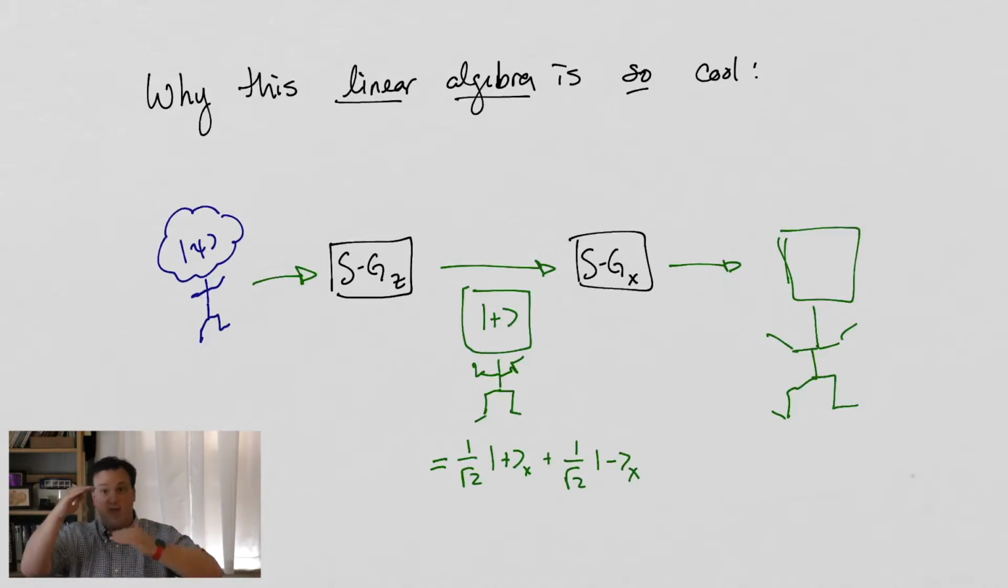I can set up a little gate, right? I can make a hole in the screen somewhere so that only the spin up particles get through. But if I'm in that spin up particle state, then I know that I have a 50% chance of being a plus x state and a 50% chance of being a minus x state, right?